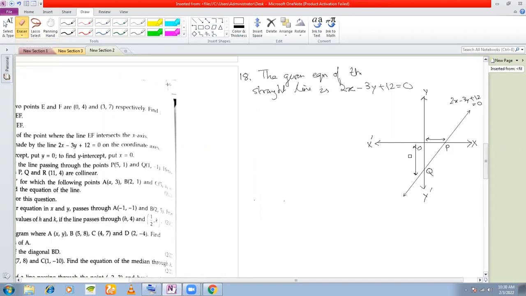Fine. So once we know this, we can now proceed to find out the intercept. There's one other small thing that you must remember, that the equation of the x-axis is y is equal to 0, isn't it?